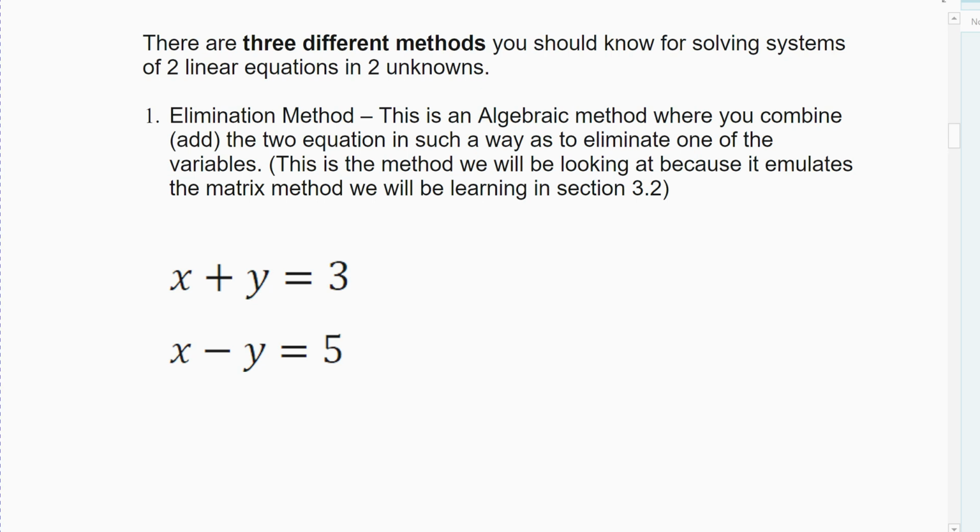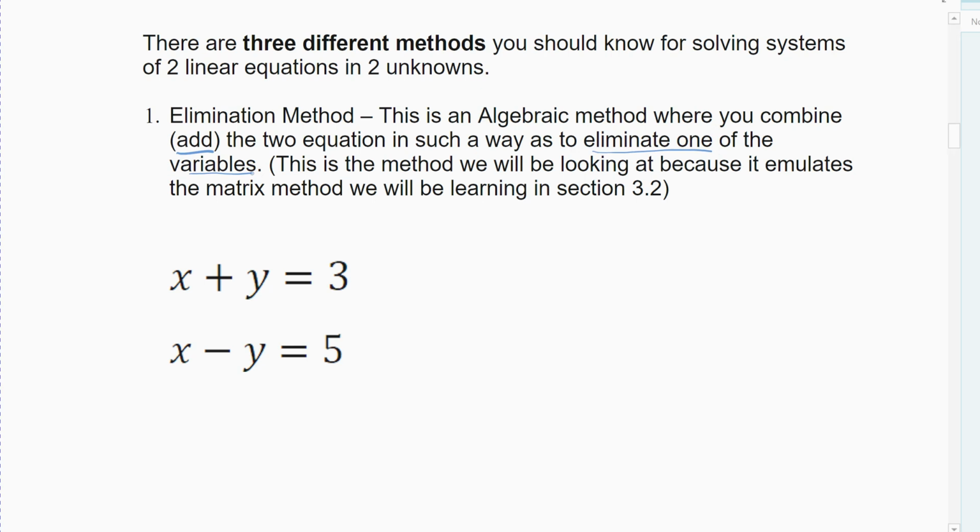The first method is called the elimination method or the addition method. It's the algebraic way where you add the two equations in such a way to eliminate one of the variables. And again, the reason why we're going to focus on this method is because it's going to emulate the process that we will use and learn in the next section, 3.2, which is the matrix method. So what you do is add your two equations so that one of the variables disappears. It's eliminated. That's why it's also known as the addition method. So elimination method, addition method.